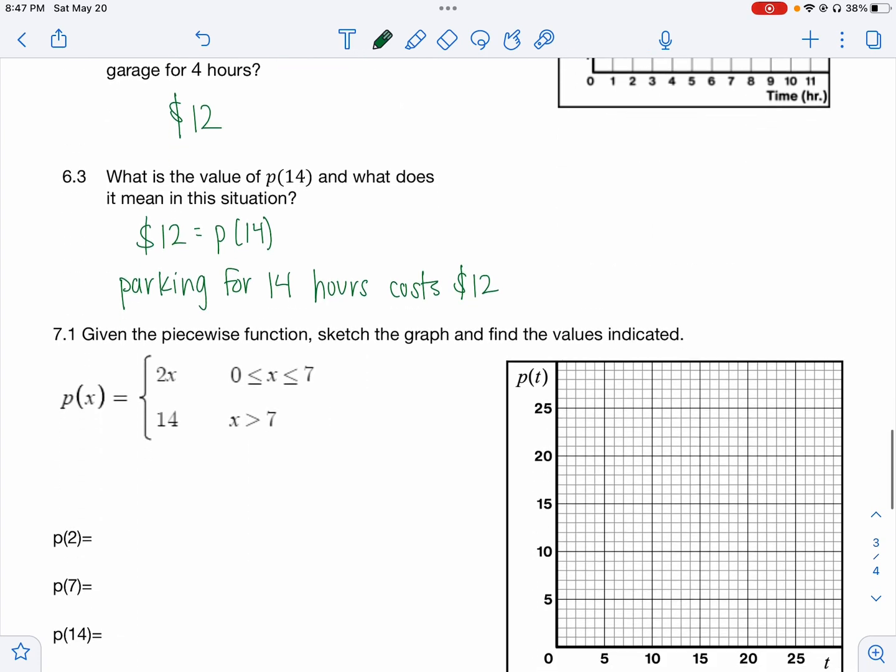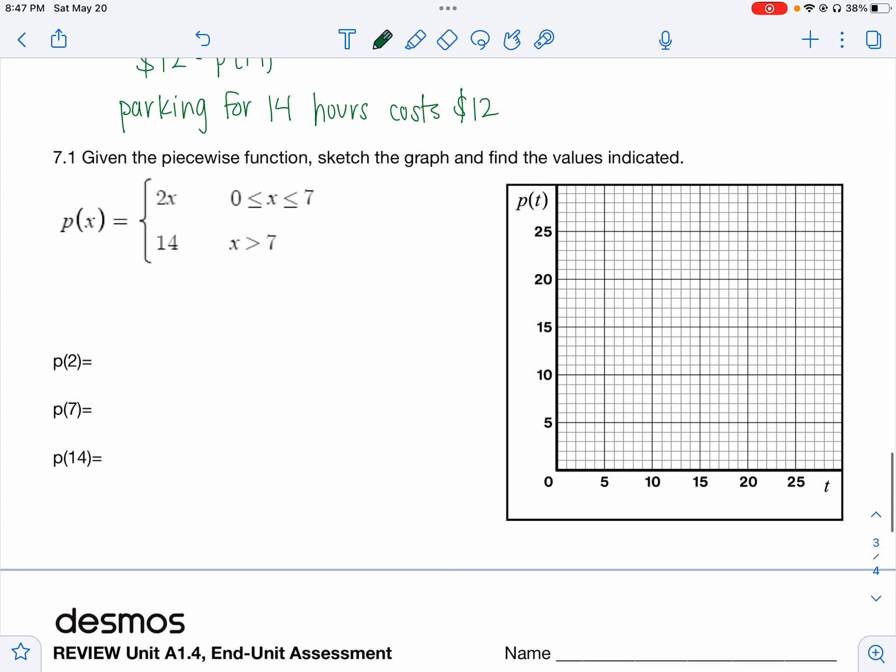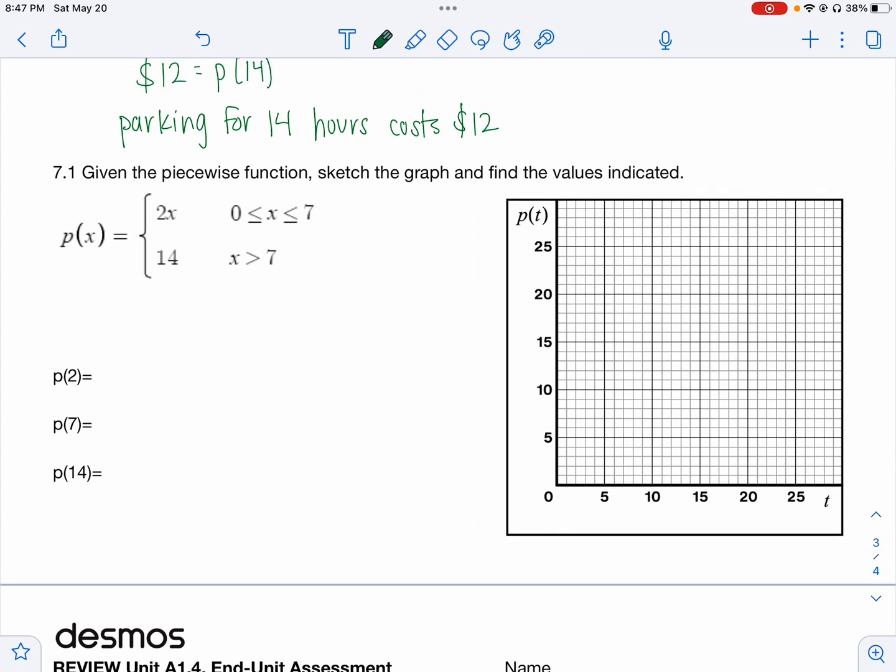Given the piecewise function, sketch the graph that would show this. I am going to first find some values just to help sketch the graph. So if I have P of 2, I'm going to plug that in from 0 to 7, because 2 is in between 0 and 7. So that means I'm going to have 2x, or 2 times 2, which equals 4. That means on my graph at x equals 2, I'm going to have a y value of 4. And then P of 7 is going to be included in that one as well. I'm going to do 2 times 7, which equals 14.